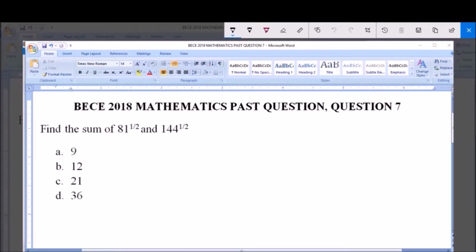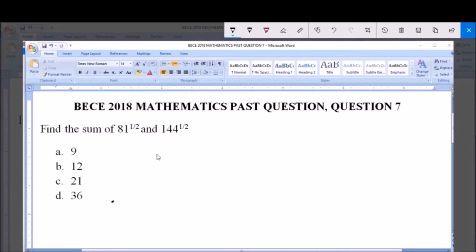Today we're going to be dealing with BECE 2018 Mathematics Past Question, question 7. Find the sum of 81 raised to the power of 1 over 2 and 144 raised to the power of 1 over 2. We have to find the sum of these numbers. A is 9, B is 12, C is 21, and D is 36.